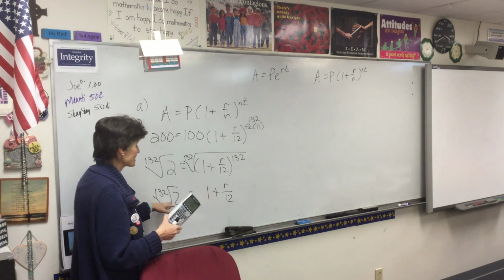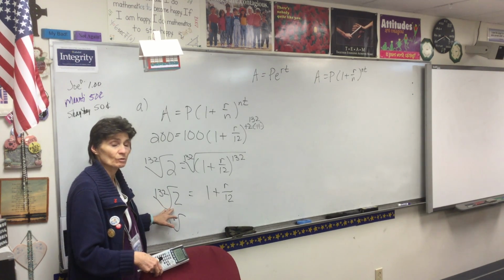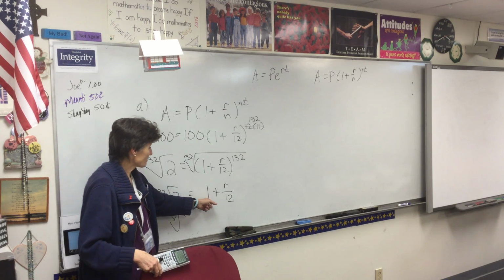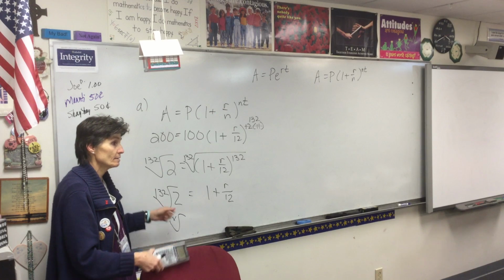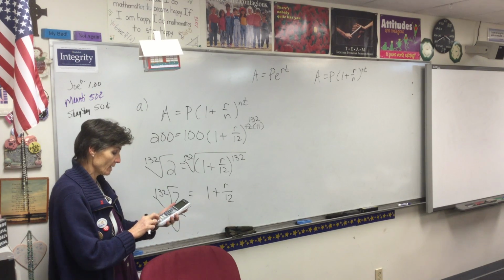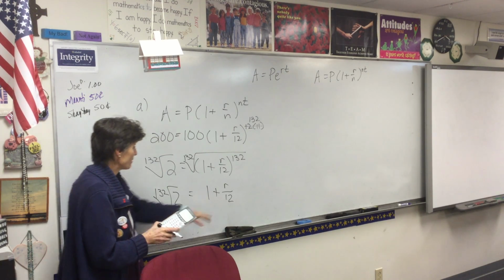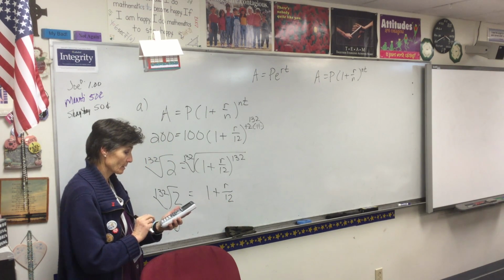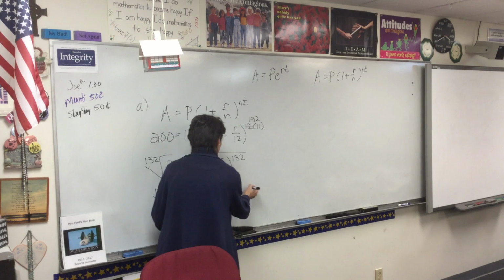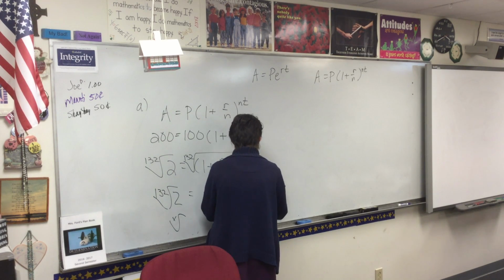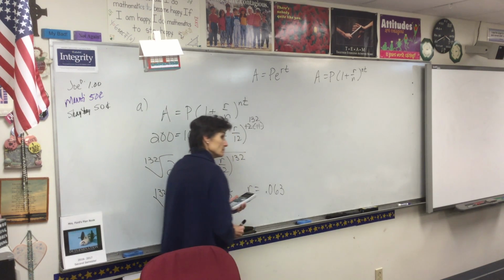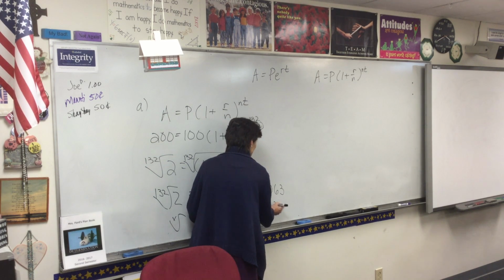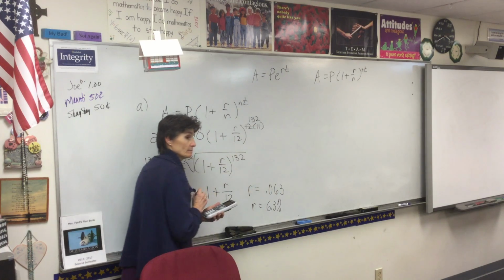Now that's this number. That is not the answer to the question. That's this number right here. So we're going to have to subtract the 1. So just minus 1, and then times by 12. And you should end up with R equal to 0.063, which in terms of a percentage is 6.3%.